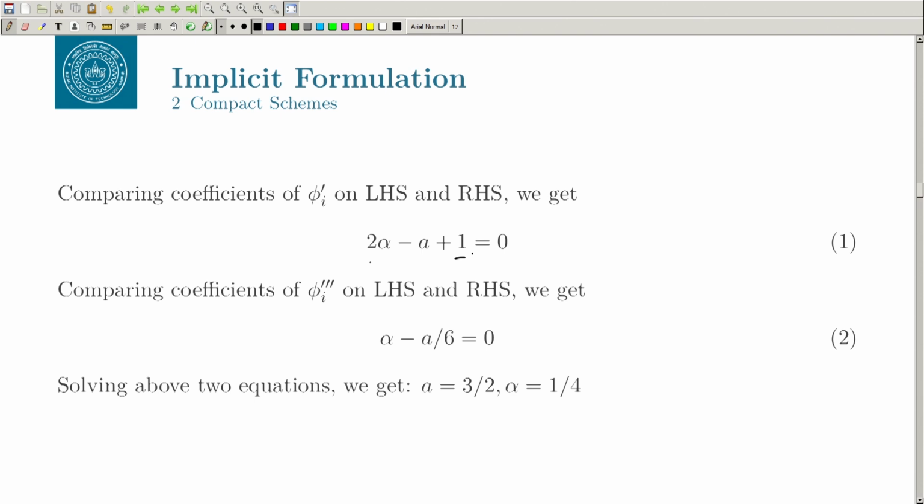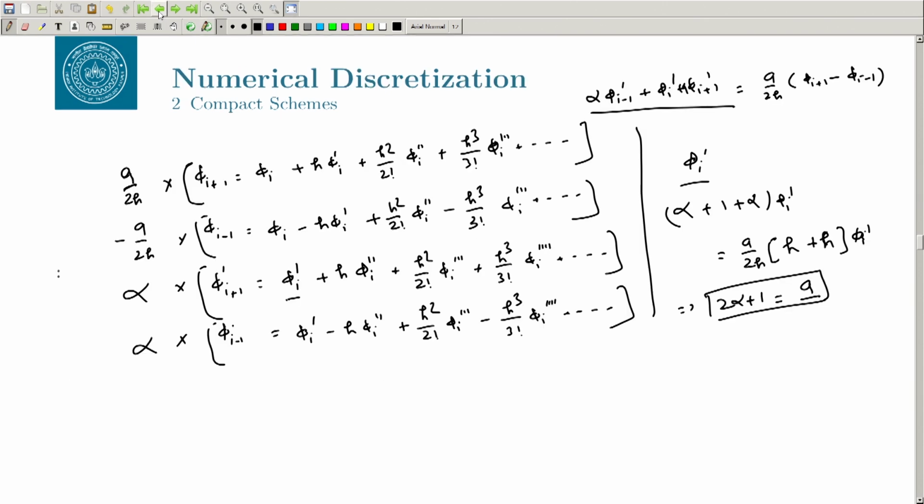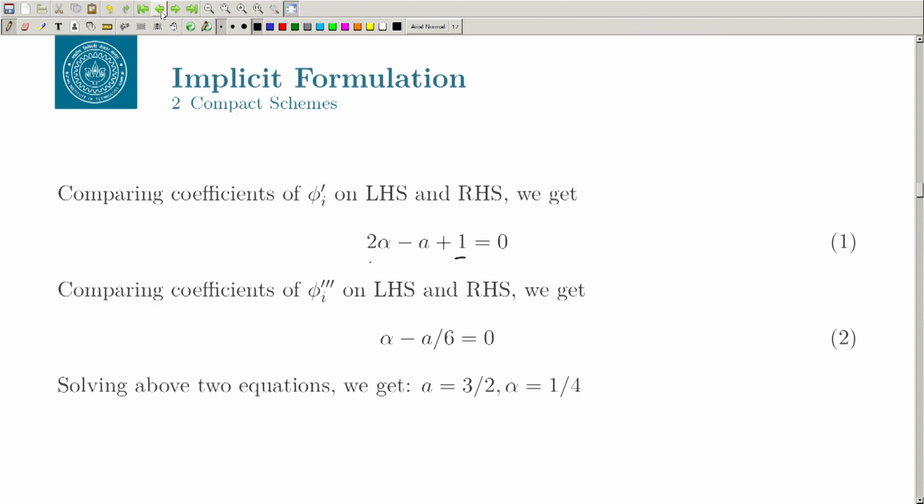Similarly, now you can compare the triple derivative, phi I triple prime, and once you compare that you will have another expression between alpha and a, and here is the factorial 3. So, that will become, I think, alpha equal to a by 6. So, now you have two unknowns and two equations, you can solve these two equations and you get alpha equal to 1 by 4 and a equal to 3 by 2.